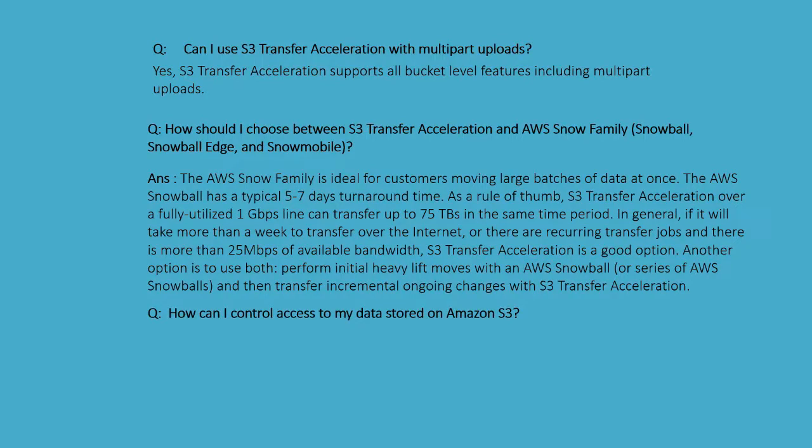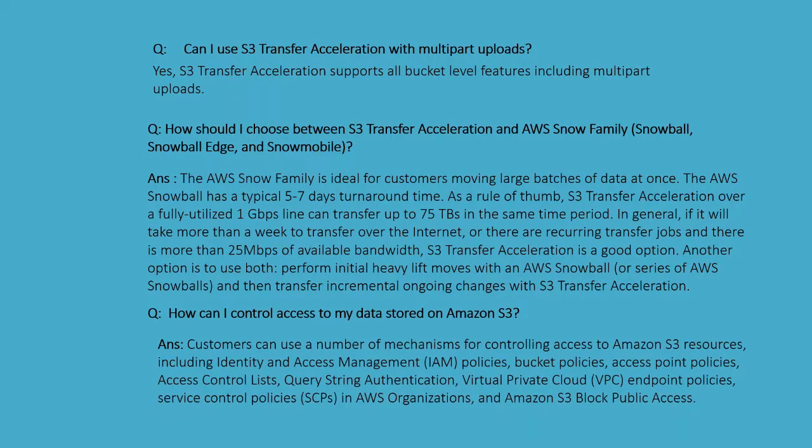How can I control access to my data stored in S3? Customers can use a number of mechanisms for controlling access to Amazon S3 resources, including Identity and Access Management (IAM) policies, bucket policies, access point policies, access control lists, query string authentication, virtual private cloud (VPC) endpoint policies, service control policies in AWS Organizations, and Amazon S3 Block Public Access.